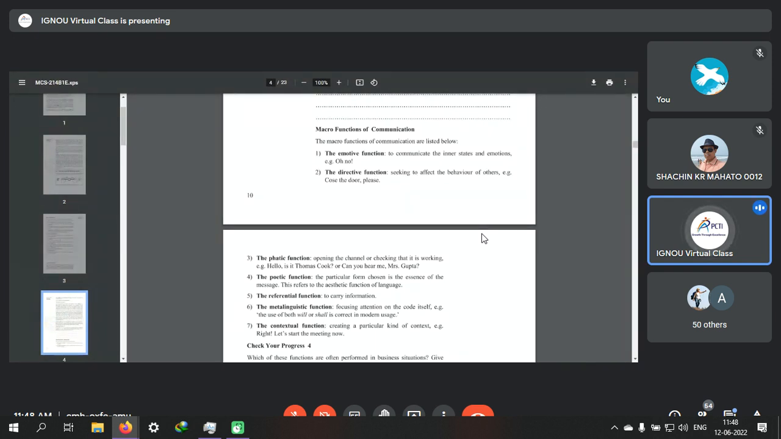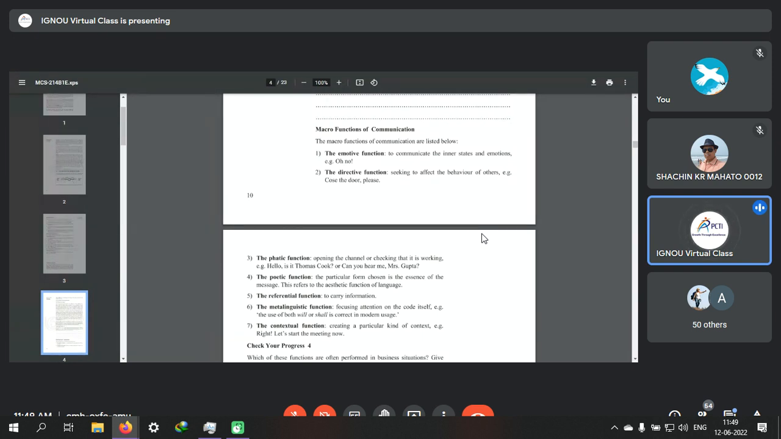Directive: there is an order to someone. Close the door. Go outside. Okay. Poetic: if you are writing something, that has a poetic, symbolic meaning. We can say that. Referential function: you carry the information. You can take the information from other sources.